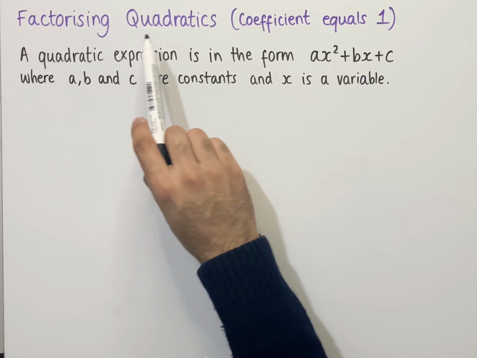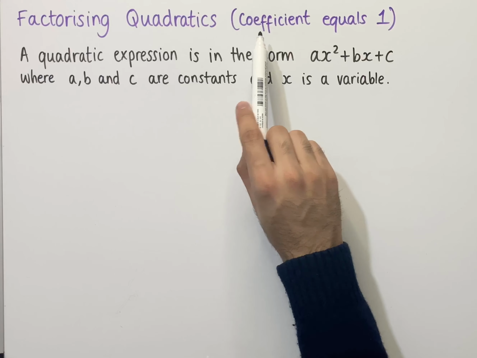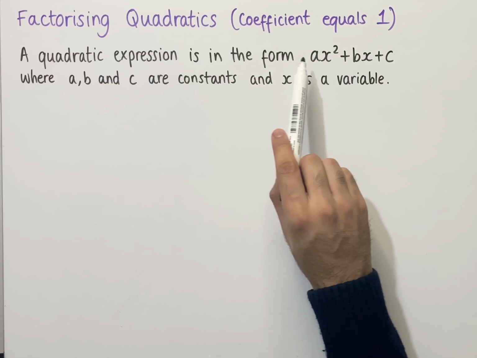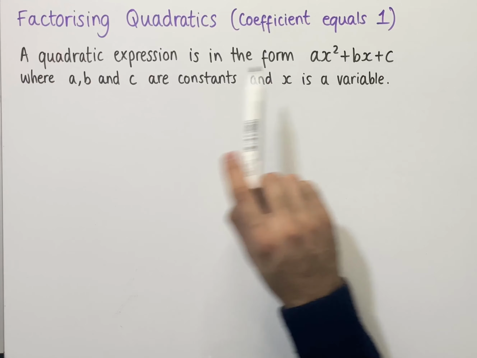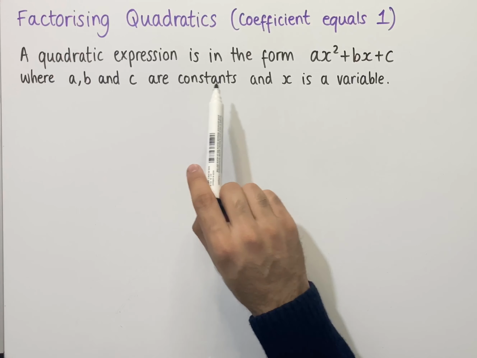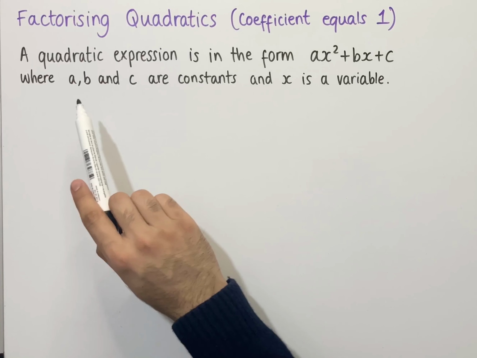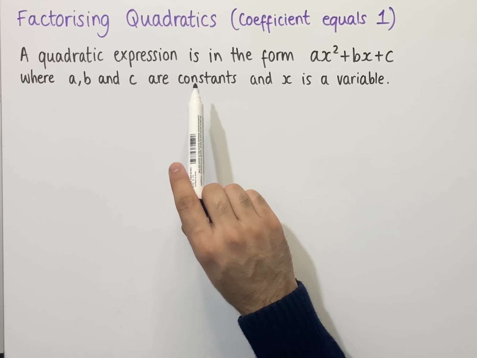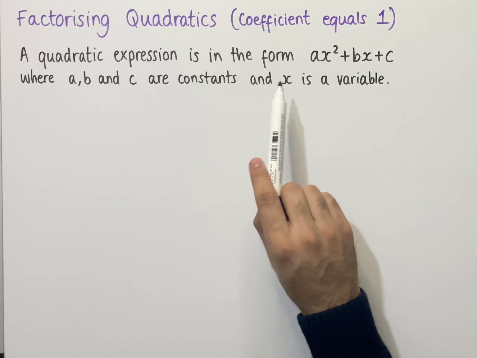Let's look at factorizing quadratics where the coefficient of the squared term is equal to 1. So a quadratic expression is in the form ax squared plus bx plus c, where a, b, and c are constants and x is a variable. In other words, a, b, and c are some numbers or unknowns that don't change in value, whereas x does change in value.